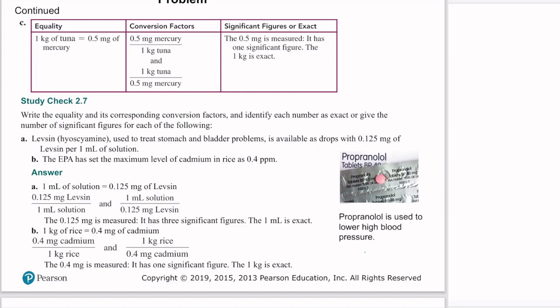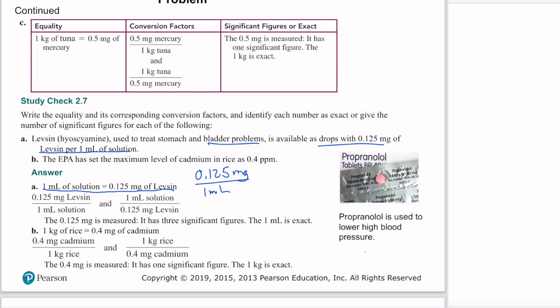Levsin, used to treat stomach and bladder problems, is available as drops with 0.125 milligrams of Levsin per 1 milliliter of solution. Let's write a conversion factor for that. So 1 milliliter of solution is 0.125 milligrams of Levsin. So we can write that as 0.125 milligrams of Levsin per 1 milliliter of solution. Or 1 milliliter of solution is 0.125 milligrams of Levsin. So the 0.125 is measured and the 1 milliliter is exact. So we're limited to 3 significant figures in this measurement.